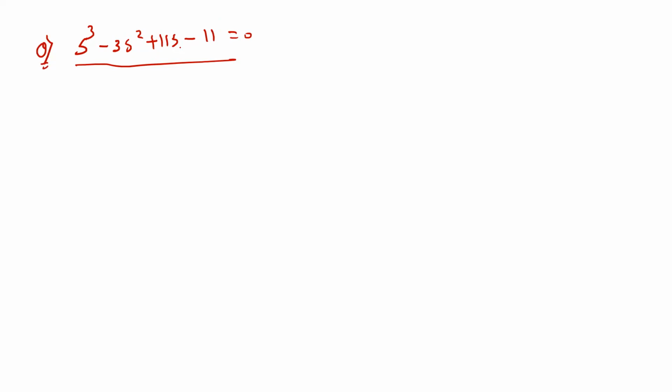Darshana, is this system stable? It's unstable. Why? Because here you see there is a negative and there is a negative. So two coefficients are negative, so the system will be unstable.